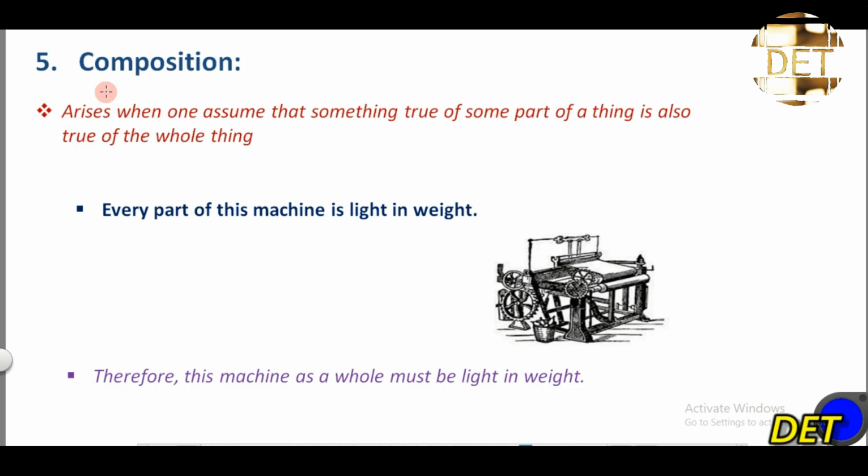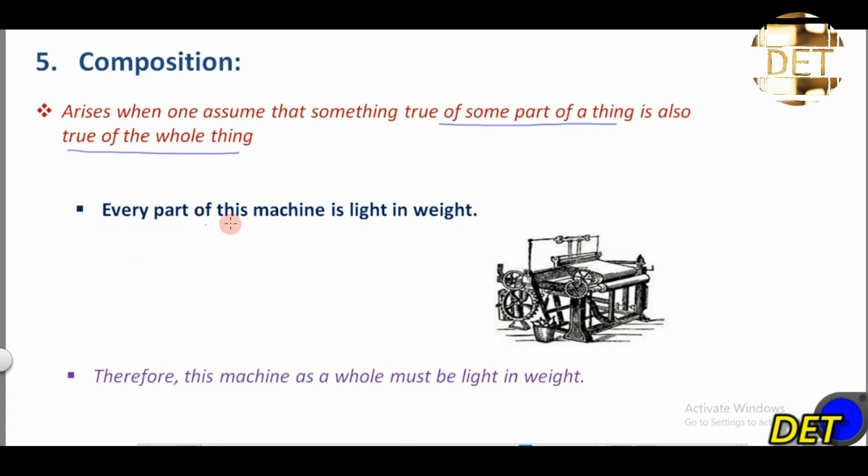Then let's look at the last type of formal fallacy that we have, which is the fallacy of composition. The fallacy of composition is a type of formal fallacy which results when one assumes that something true of some part of a thing is also true of the whole thing. So it's the opposite of what? Of the fallacy of division.